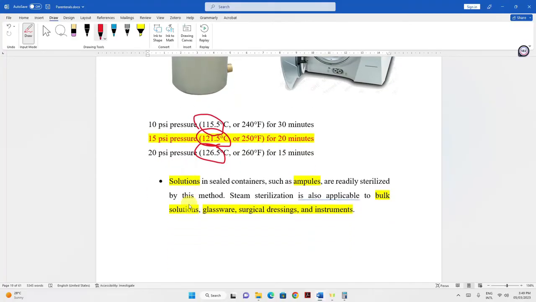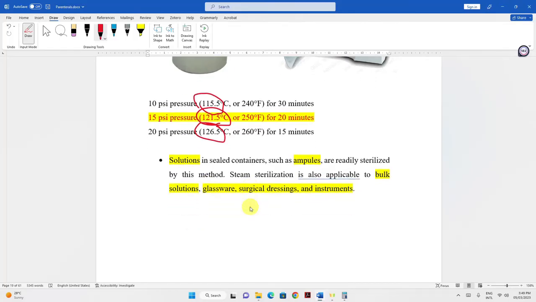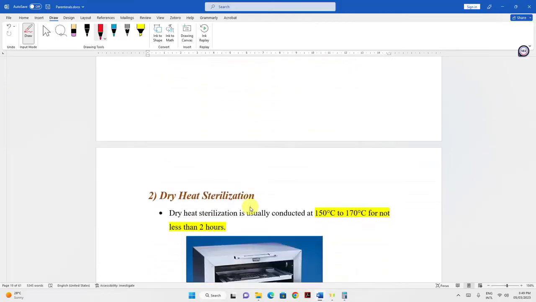Now what are the usual materials you sterilize with autoclave or with steam sterilization? You can sterilize solutions in sealed container, meaning in closed container, like ampoules. Okay, you can also sterilize bulk solutions, glassware, even surgical dressings, clothes, instruments. You can sterilize them using steam sterilization.